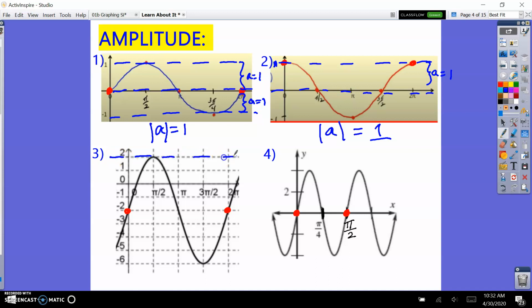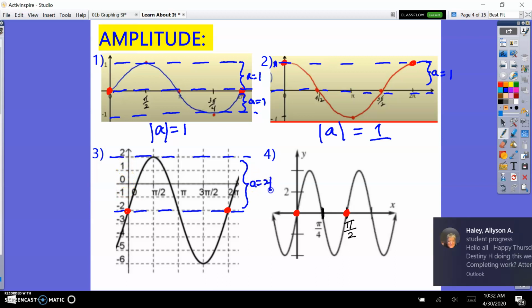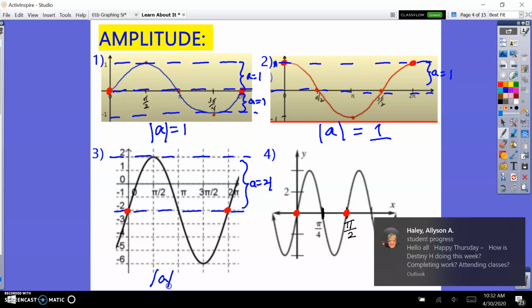Here's our maximum. And you see that I have red dots marked on every graph. This is to show you the beginning and end of one period, so one full cycle. That also guides us to where the center of the graph is. Here is the center of my graph. So my height, my amplitude, is going to be 1, 2, 3, 4. So my amplitude is 4 for this one, so my absolute value of A is 4.